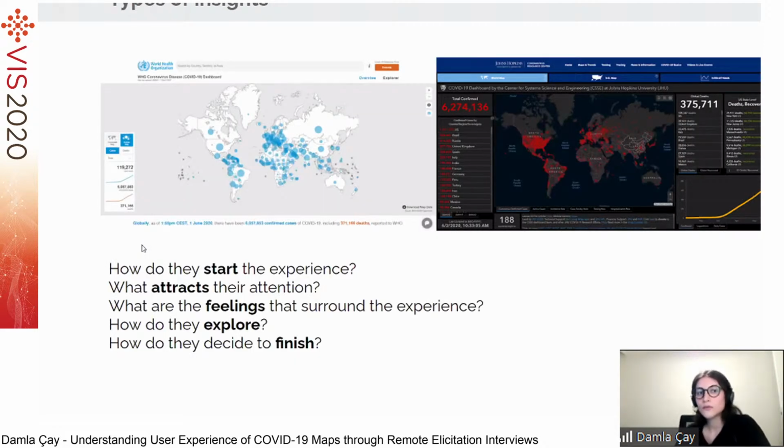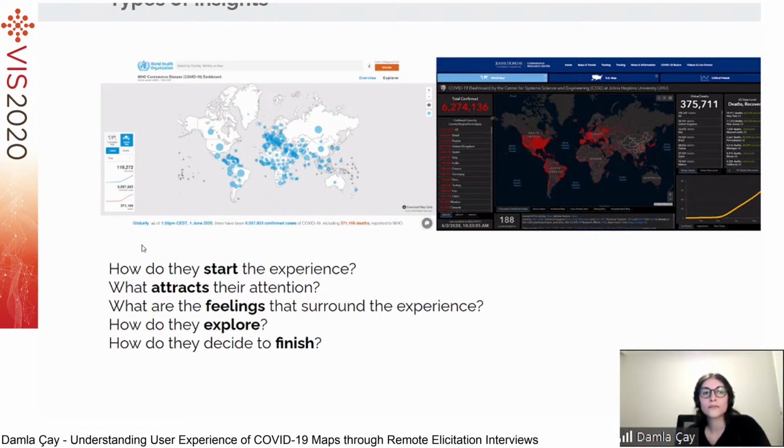So the interviews created insights about how the users start their experience, what attracts their attention, how they feel, how they explore, and how they decide to finish. In our case, we observed that the choice of colors and design can greatly impact users' perception of the topic, even when the data is very similar. In general, participants found the WHO to paint a positive picture, while JHU created a sense of danger.